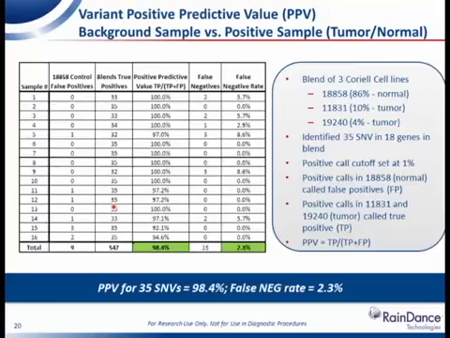From that, the positive predictive value, shown in this column here, was calculated by taking the true positives over the sum of the true positives and the false positives. Then the numbers in these columns were the number of missed calls, or false negatives, for the predicted 35 SNVs in these samples. So when analyzing the samples using the background or normal sample versus the low variant frequency blend, we get a very high positive predictive value of 98.4% and a very low false negative rate of 2.3%, demonstrating that we can detect low frequency variants down to 2% using this method.